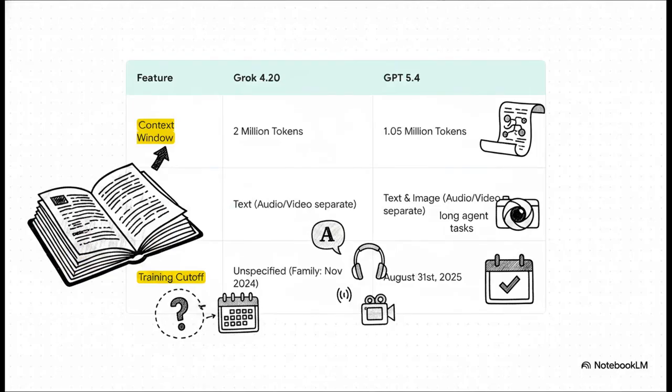And this table really shows the trade-offs. Look at Grok 4.20, a 2 million token context window. That is absolutely massive. It's perfect for dumping in an entire codebase. GPT 5.4 is no slouch either at just over 1 million tokens, which is great for really long agent tasks. When it comes to what they can see, both handle text and images, but you need separate APIs for things like audio and video. And check out the training cutoff. OpenAI is super transparent with a date in August 2025. Grok's specific date, though, not so clearly documented.